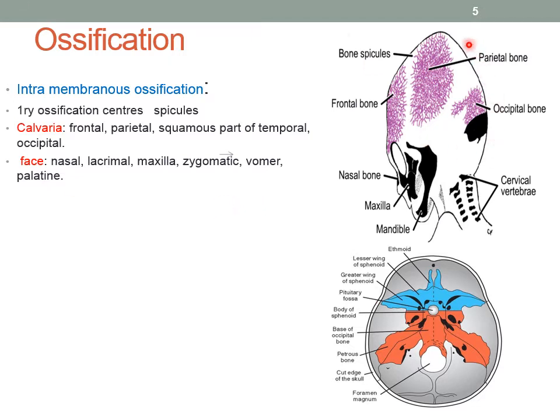As you see here, these are the bone spicules, primary ossification centers, for the frontal bone, for the parietal bone, and the occipital bone, part of the occipital bone.